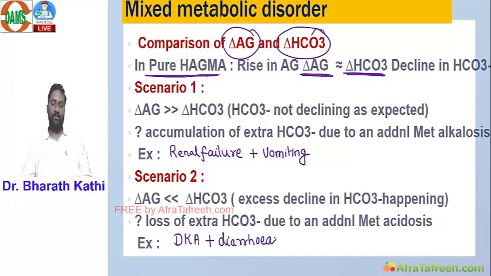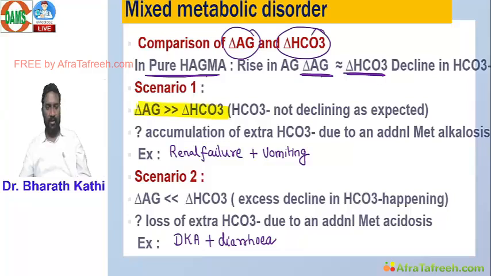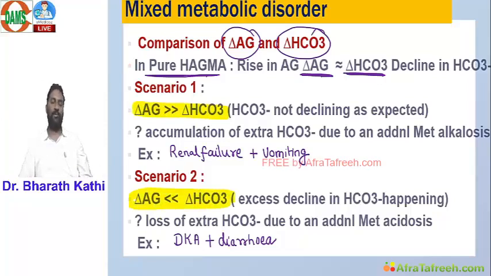Because there are two acidoses, bicarbonate loss is more significant. Now if you do these few questions, you will understand. So scenario 1, where bicarbonate decline is not happening. Scenario 2, where there is excess decline in bicarbonate happening. So don't worry about this theory. If you do it in practice, you will understand better.